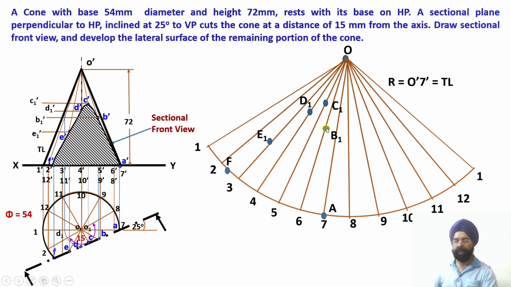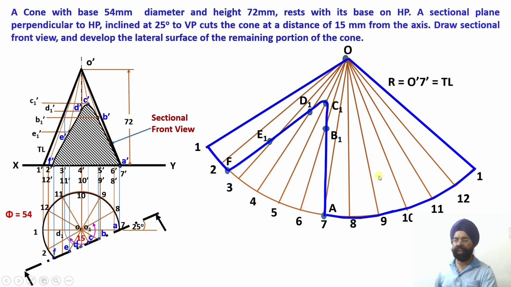Just check B1, C1, D1 and E1. They are the evaluated true lengths on the true length of the slant generator. Right? So all the 6 points have been obtained. Once I join them, this is my true shape of the rectangular hyperbola. You can see the symmetry over there. This is the true shape of the rectangular hyperbola. So this portion has been removed. Now let me join the remainder portion.